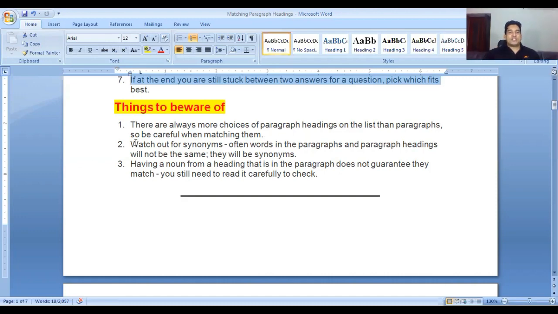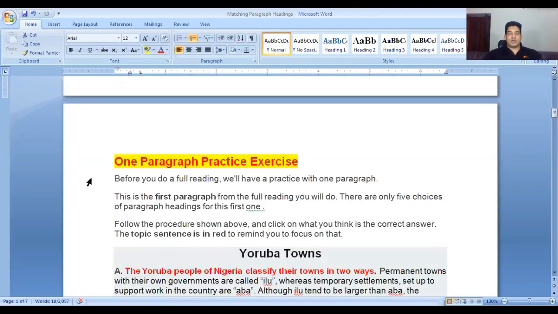Number 2, watch out for synonyms. Often the words in the paragraph and the paragraph headings will not be the same. They will be synonyms. Number 3, having a noun from a heading that is in the paragraph does not guarantee they match. You still need to read it carefully to check. This is very important. Sometimes the nouns are present and students like to feel that here's a noun and that noun must be there in the paragraph so that I'll match it. Impossible. Don't do that. You have to read completely.